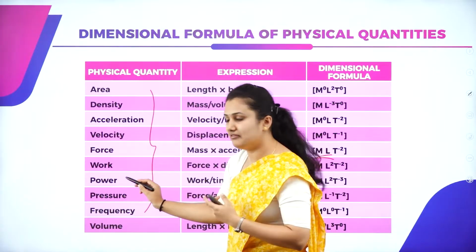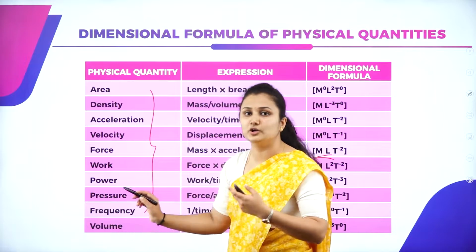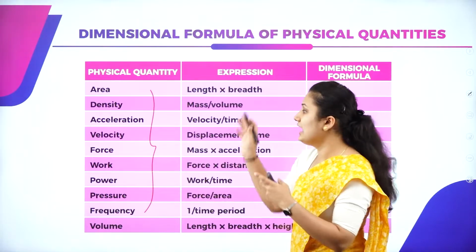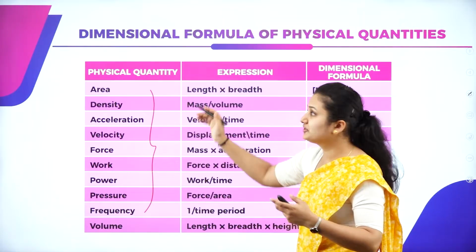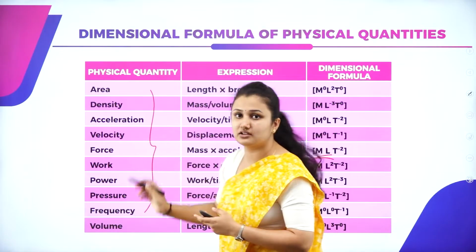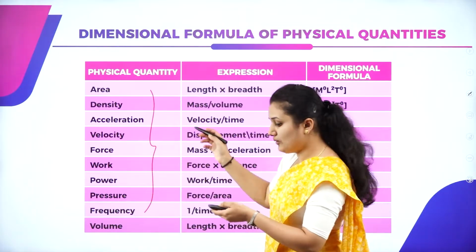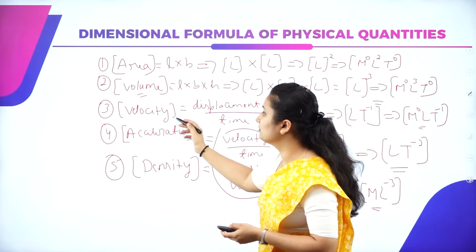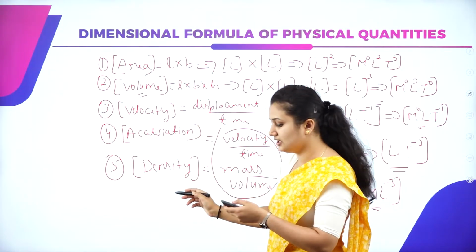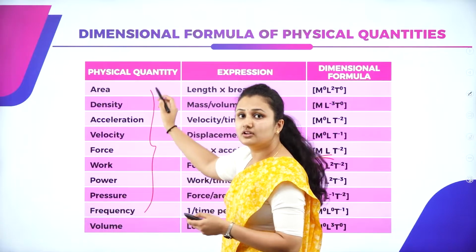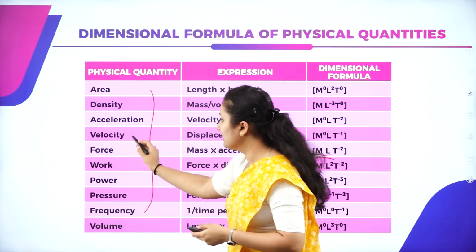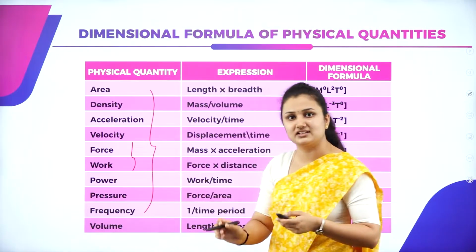Similarly, work, power, pressure, frequency, volume. There are many physical quantities. I have tabulated a few of the dimensional formulas of physical quantities for you. Just as I have calculated for area, volume, velocity, acceleration and density, you can try to calculate the dimensional formula for the rest of them: force, work, pressure, etc.